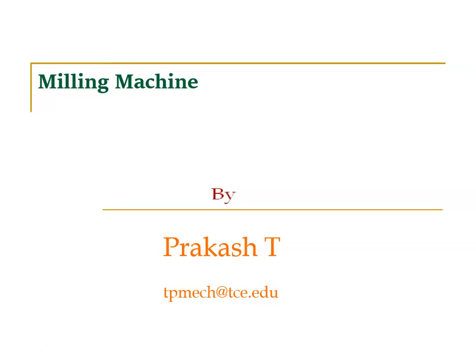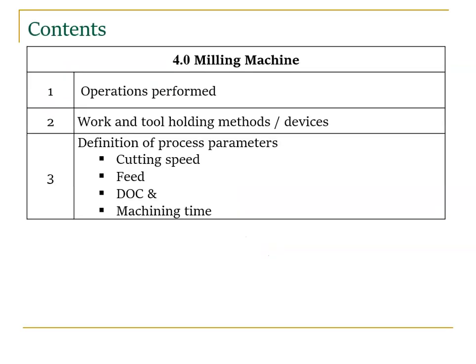So today we are going to discuss the various operations performed on the milling machine, then tool holding devices as well as work holding devices, and finally the process parameters. So this is our agenda. We are going to discuss 4 things: one is the various operations performed on the milling machine; the second is work holding devices as well as tool holding devices used in the milling machine; the final part is process parameters. The process parameters are common for all machines. It has 4 classifications: cutting speed, feed, depth of cut, as well as machining time.